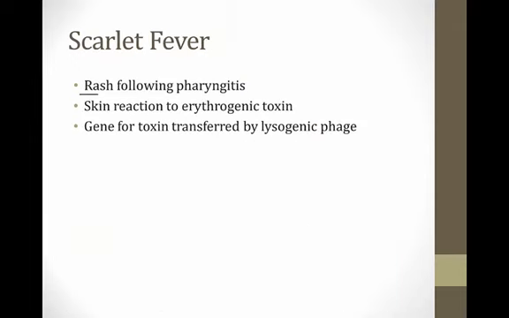Scarlet fever is a rash that occurs following strep pharyngitis, and it occurs because of a skin reaction to a toxin secreted by the bacteria called erythrogenic toxin. And one thing that's high yield to remember about this toxin is that the gene is not found in the bacterial genome. The gene is transferred to the bacteria by a lysogenic bacteriophage.